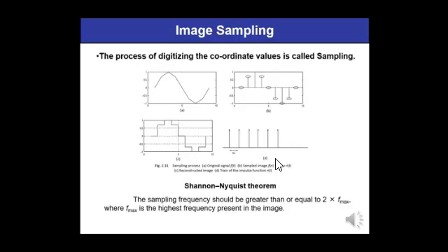Observe this sinusoidal wave. It can be sampled, as shown here in discrete form. To get these sampled values, we need a theorem called the Shannon-Nyquist theorem. According to that theorem, the sampling frequency should be greater than or equal to 2 times f max, where f max is the highest frequency present in the image. f max is the peak value of the image.